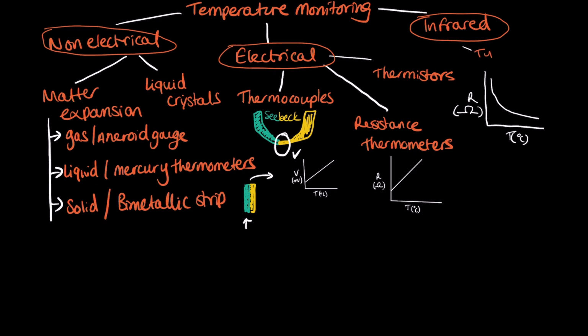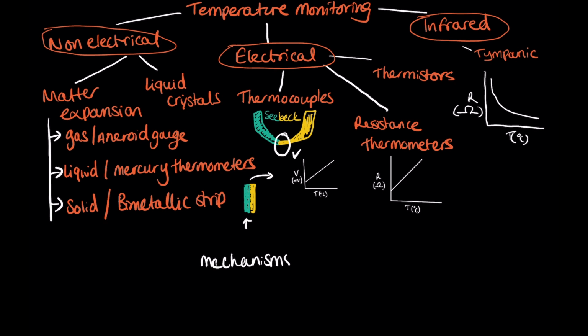Finally, the infrared method of measurement relies on the principle that the infrared energy emitted by an object is proportional to its temperature. A probe is placed inside the ear, and the infrared energy emitted by the tympanic membrane is measured. This is by far the most common method of measuring temperature on the ward and in the community. That's all the different methods of monitoring temperature.